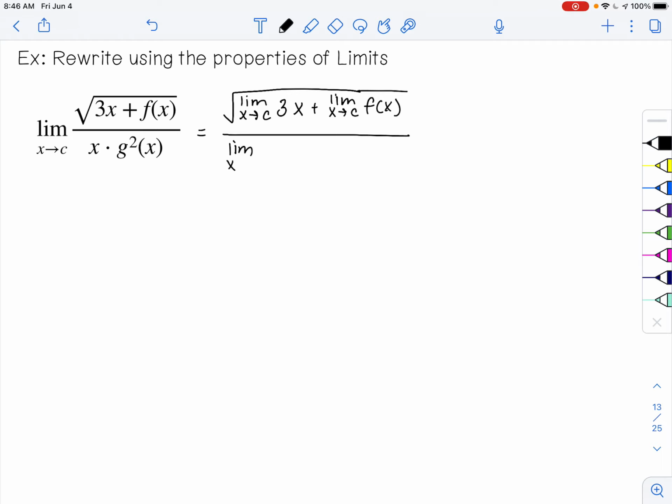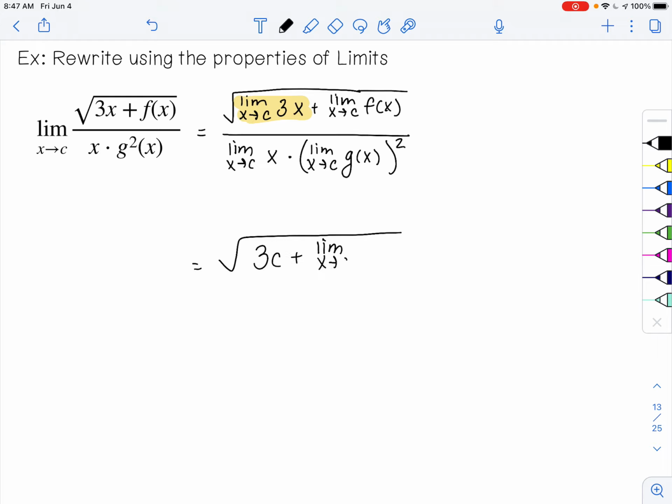And then over in the bottom, we have a product, right? x times g squared, so I can take the limit as x approaches c of x and multiply that by the limit as x approaches c of g squared. With our power rule, I can take that squared power to the outside of the function and just take the limit of the inside. Now we can break it up even further, right? For 3 times x, we can use the constant rule to pull the 3 out front, and we know from the identity rule that the limit as x approaches c of x is just c. So we can break this down a little further.